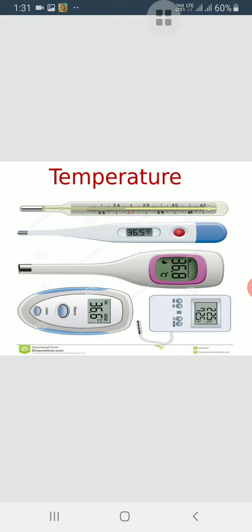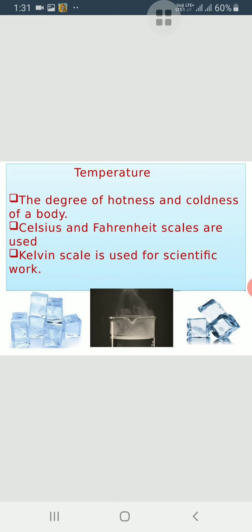Therefore, we need to know the degree of hotness and coldness of the body. Thus, the degree of hotness and coldness of a body is known as its temperature, or we can define it as the quantity by which we can compare the hotness or coldness of bodies. The hotter a body is, the higher is its temperature.